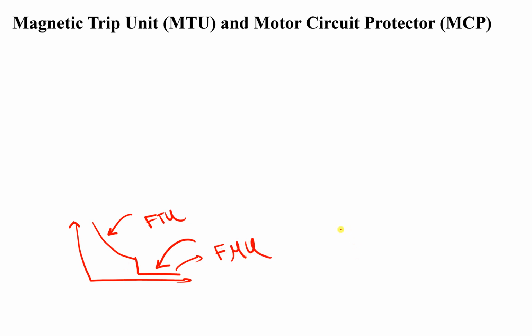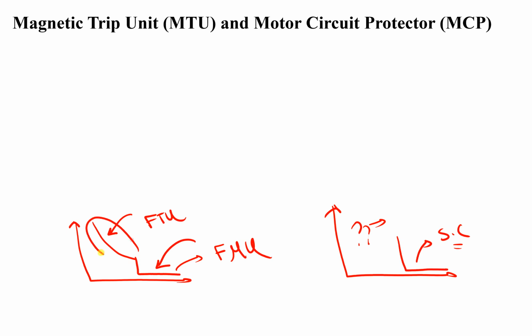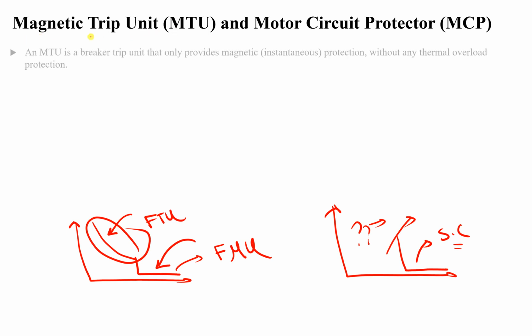Now there are other types of circuit breaker that only contain the short circuit protection. It does not have any overload. Overload does not exist. This type, which does not have overload, is called a magnetic trip unit. So the magnetic trip unit is a breaker trip unit inside the molded case circuit breaker that has only magnetic or instantaneous protection without any thermal overload protection.